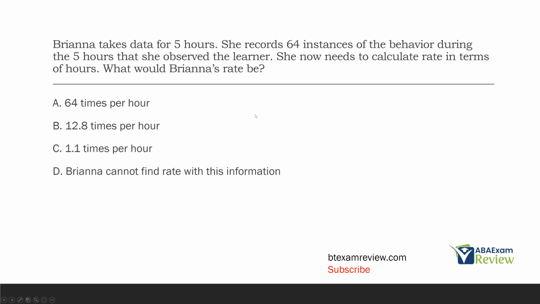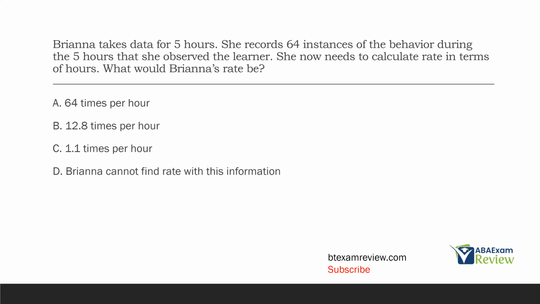Brianna takes data for 5 hours. She records 64 instances of the behavior during the 5 hours that she observed the learner. She now needs to calculate rate in terms of hours. What would Brianna's rate be? Question. You have to ask yourself, how do you calculate rate? Well, we know rate is frequency over time.